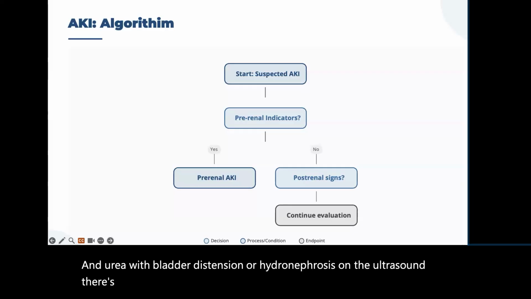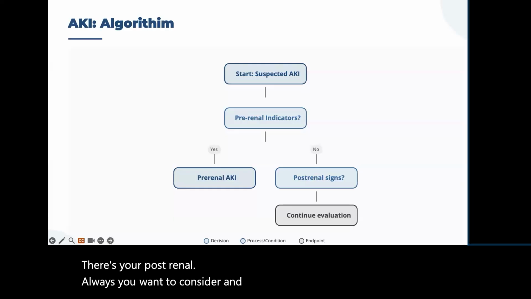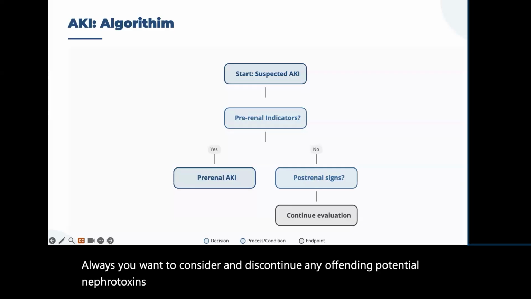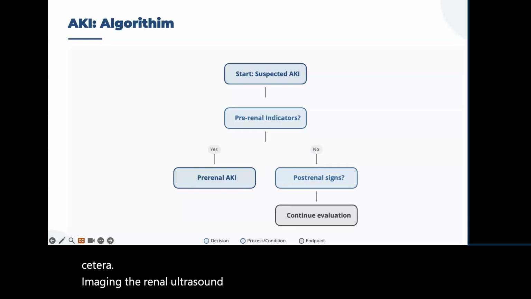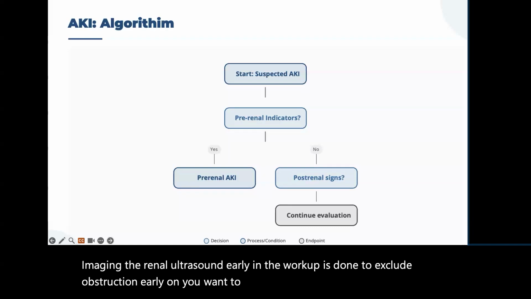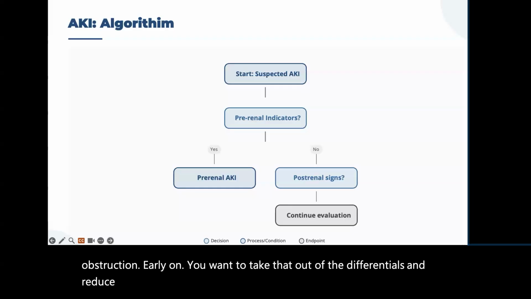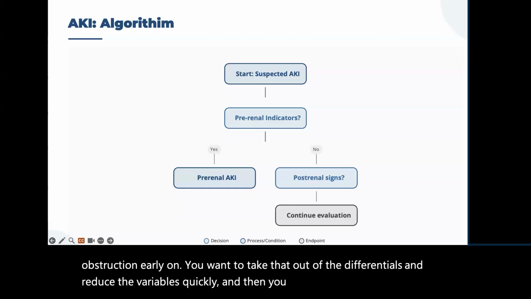There's your postrenal. Always you want to consider and discontinue any offending potential nephrotoxins: NSAIDs, ACE inhibitors, ARBs, aminoglycosides, IV contrast, antibiotics, proton pump inhibitors, chemotherapeutic agents, etc. Imaging. The renal ultrasound early in the workup is done to exclude obstruction early on. You want to take that out of the differentials and reduce the variables quickly. And then you manage according to etiology, obviously.